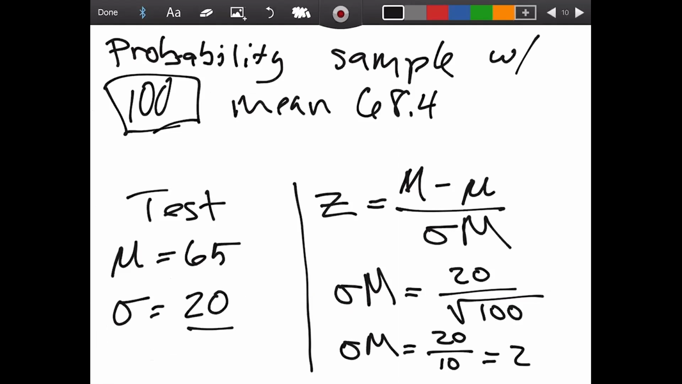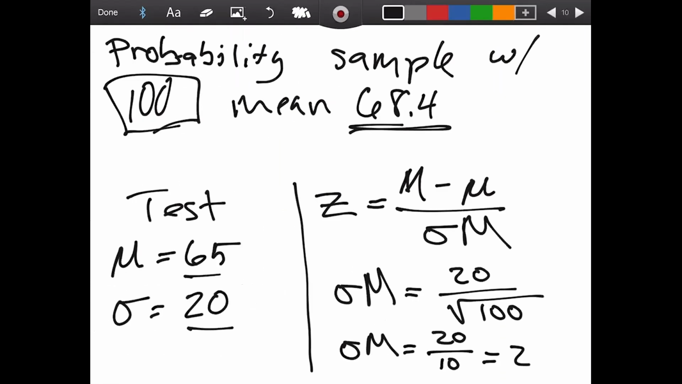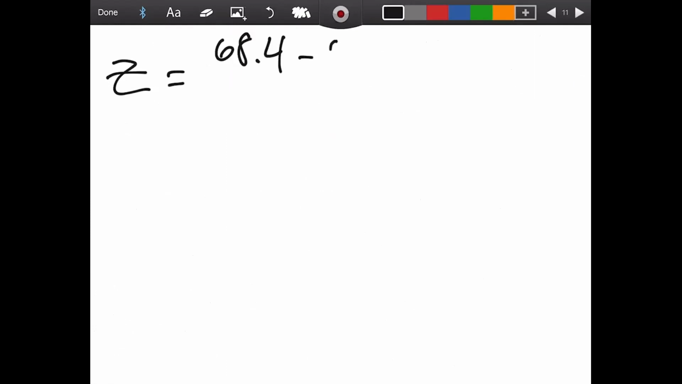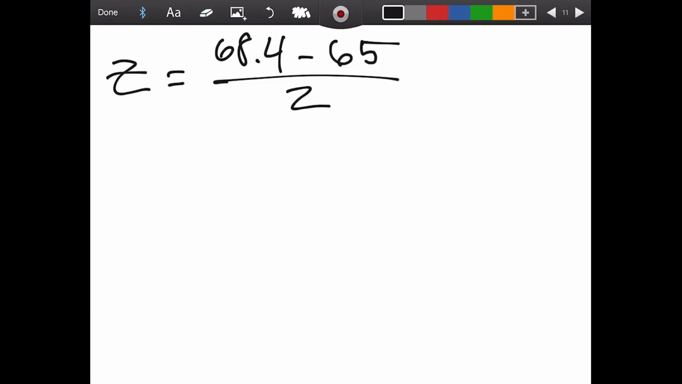Right? And so now, given that, we can find our z-score by saying, all right, we know what the sample mean is, 68.4. We know what the population mean is, 65. And we're going to divide it by that standard error of the mean, which in this case is 2. So we get 3.4 over 2, or that equals a z-score of 1.7.